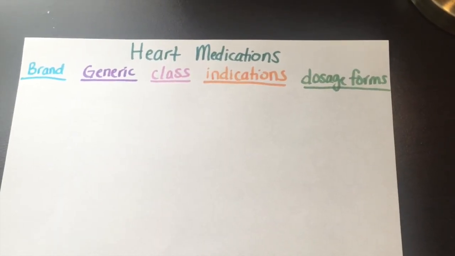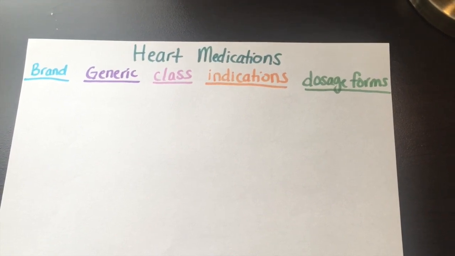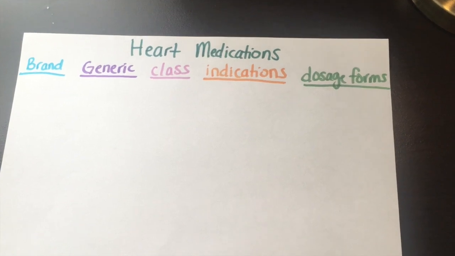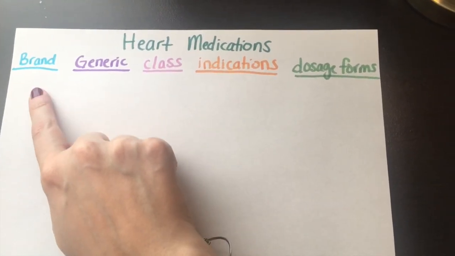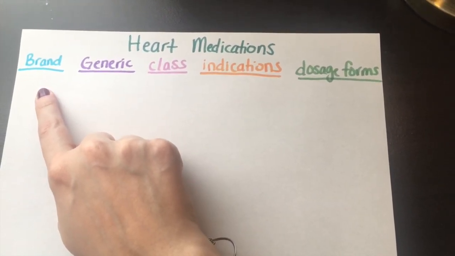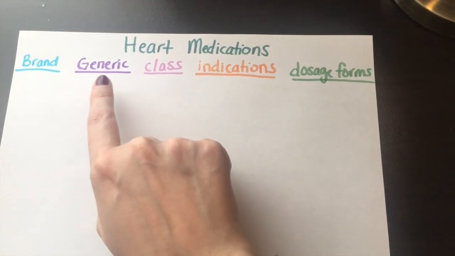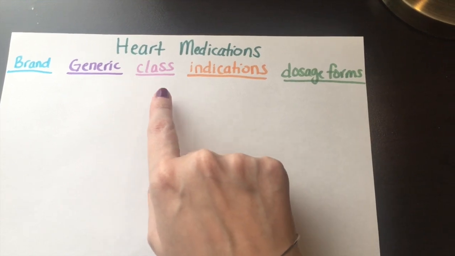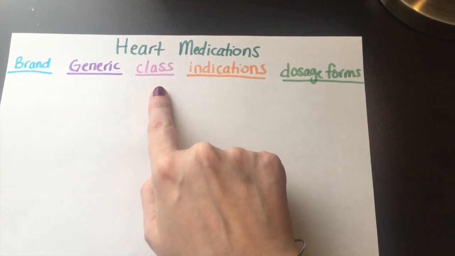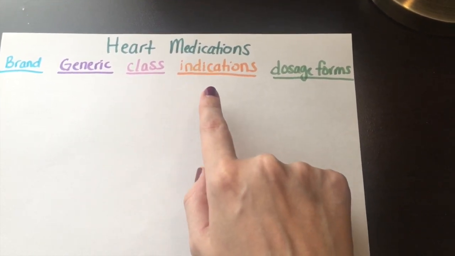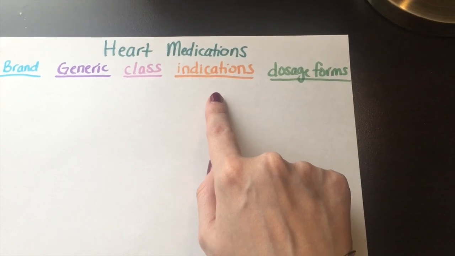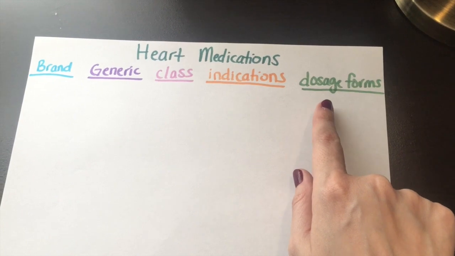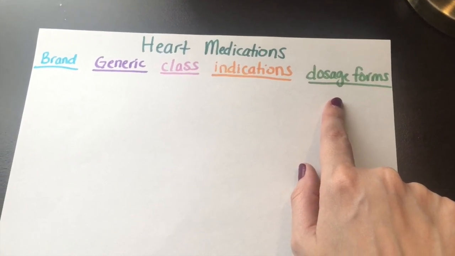Another example is heart medications, so just medications in general. I did use flashcards a lot to memorize medications, but sometimes it's easy to see the same class all on one paper. So of course you would write the brand and generic name of the drugs down. I would write the class. So for your heart medications, you can have your beta blockers, your calcium channel blockers. And then write the indication, so what is that medication indicated for, and then what dosage forms does it come in.